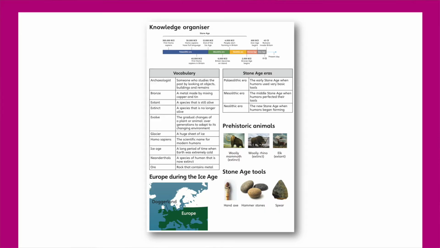So, let's take a closer look at the work booklet that pupils will complete as they move through this unit. The booklet begins with a knowledge organiser, which includes a visual timeline for pupils to gain a sense of the chronology of the different ages. There are also images introducing pupils to some prehistoric animals, stone tools, and a map of Europe during the Ice Age.